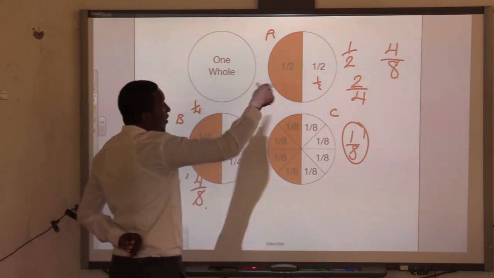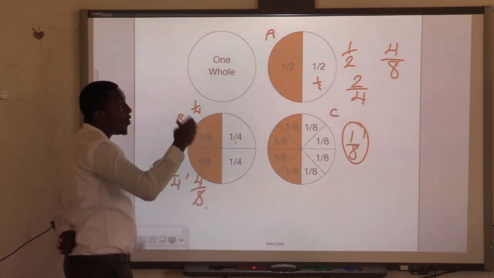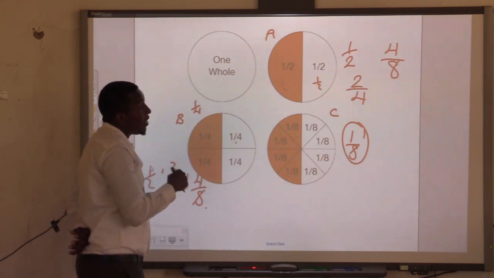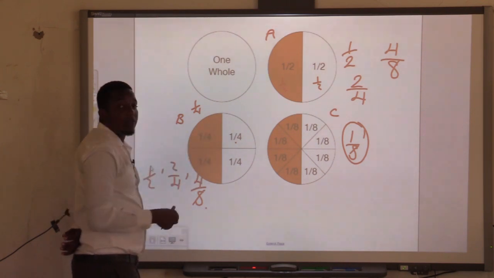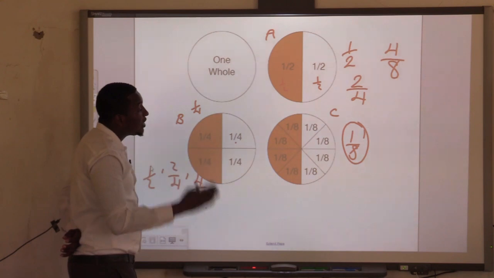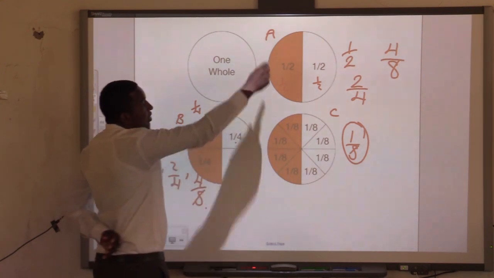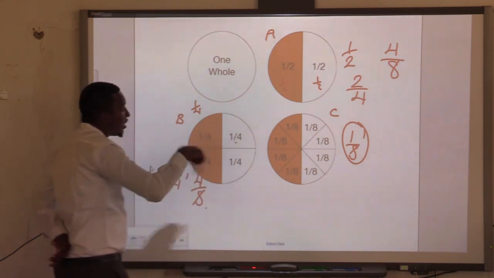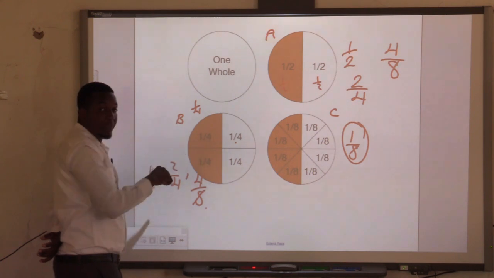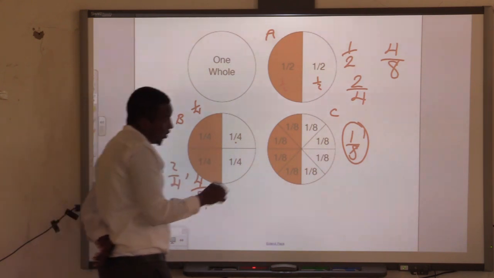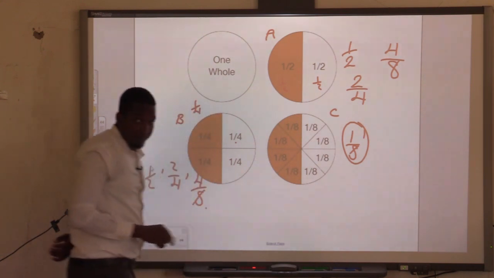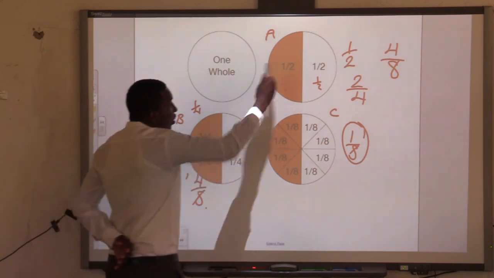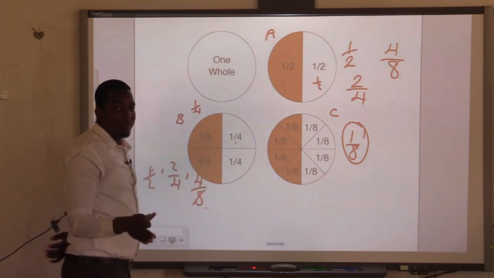If you look at the diagrams that we have, circles A, B, and C, they are all divided into equal parts. And the parts that are colored in the 3 circles are equal. So what we simply mean here is, in circle A, the region that is colored orange is equal to the region that is colored orange in circle B, and is also equal to the region that is colored orange in circle C. So what I'm trying to draw at is, the regions that are colored in each circle are equal.